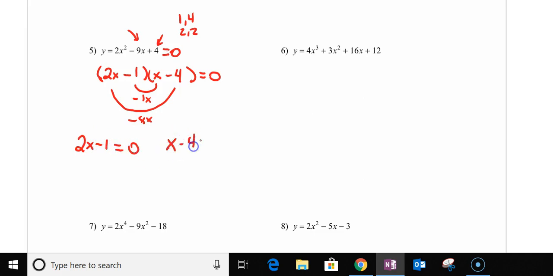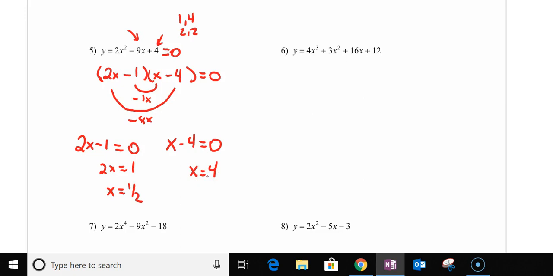x minus 4 equals 0. And then I solve each one. 2x equals 1, so x equals 1/2. And then x equals 4 for that one. So there's your zeros. And you're done.